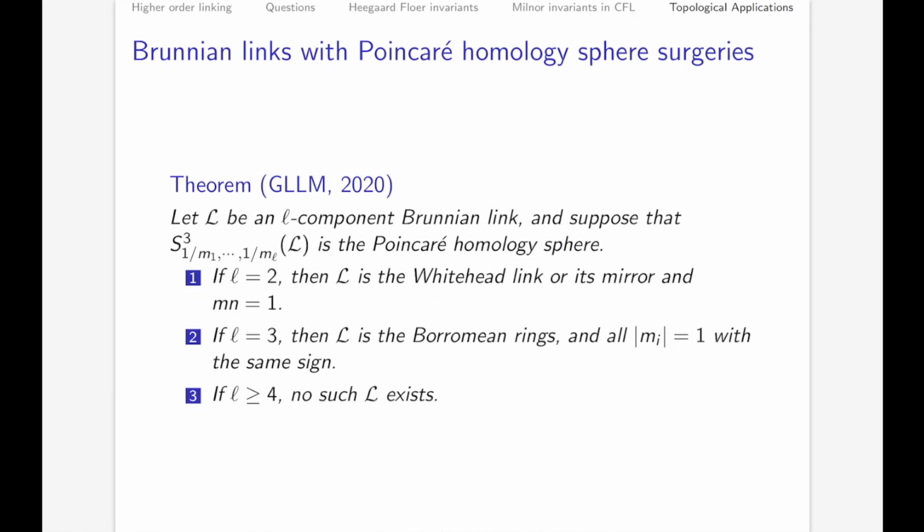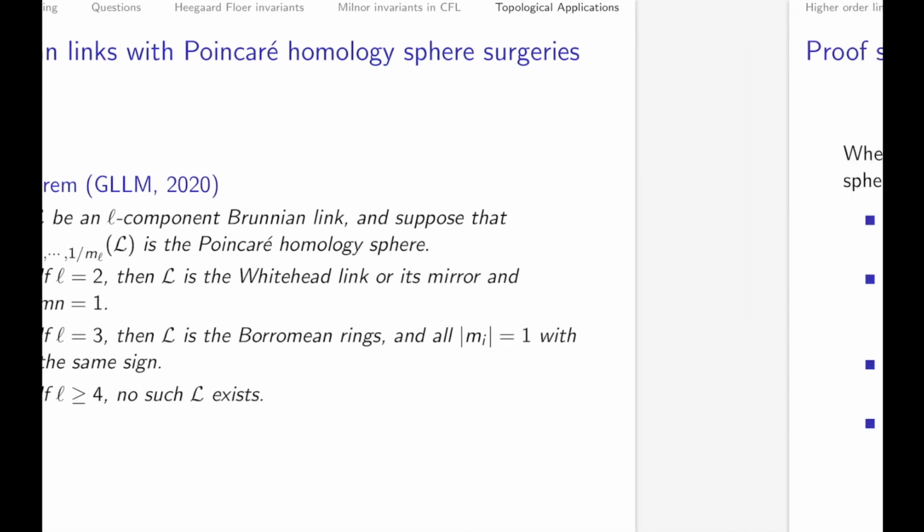Our next theorem says that if you have an L-component Brunnian link and you're doing (1,1,...,1) surgery on it, or 1 over m_i, and it's the Poincare homology sphere, then if you're in the 2-component case, L was actually the Whitehead link, or its mirror. And there's some other statements for the 3 and 4 and higher cases as well. So next we have to prove this.